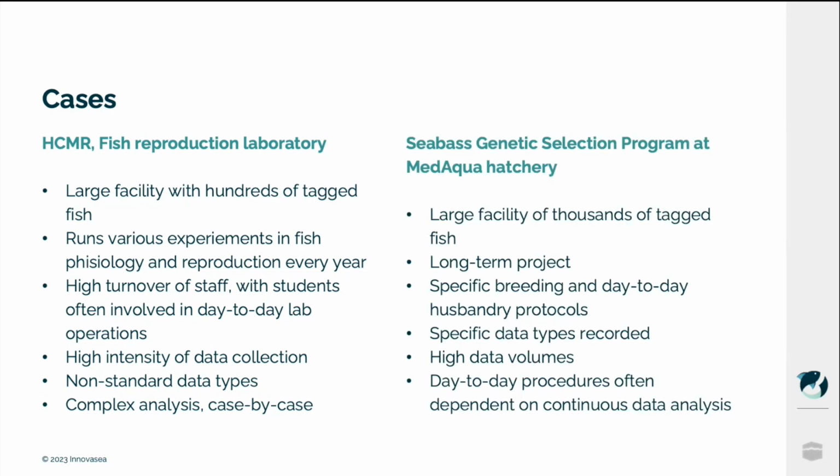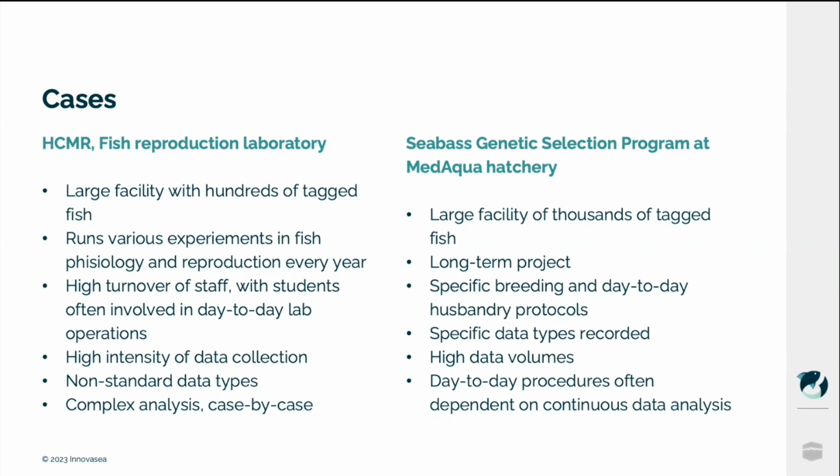I will give an example of a fictitious hatchery. I will call it NewTechAqua. Okay, they are running a genetic selection program for sea bass. This is a different story. Okay, again, thousands of broodstock tagged. Okay, it's a long-term project. These projects last many generations of fish, so can be tens of years sometimes.